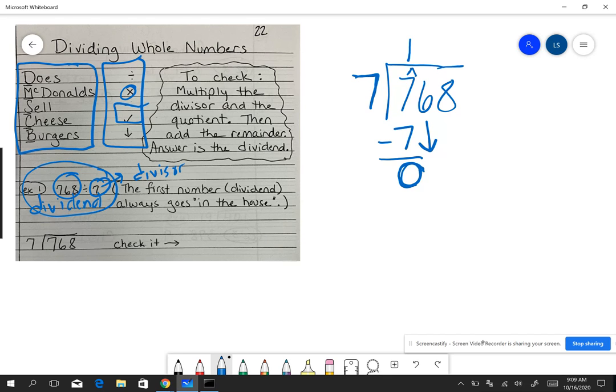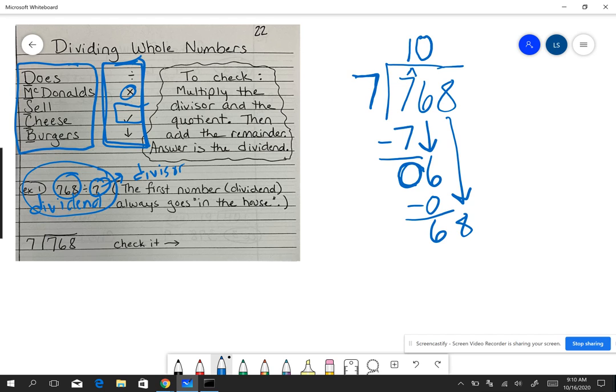I'm going to bring down this next digit, which is 6. Now I have a new division problem starting way back here up at the top of my steps. Does McDonald's sell cheeseburgers? I'm going to divide again. Now it's 6 divided by 7. Well, 6 divided by 7 is 0 because 7 goes into 6 0 times. Now I multiply. 0 times 7 is 0. Now I subtract and I get 6. Does that check? Is this 6 smaller than that 7? Yes. So I can move on to the next step, which is bring down.